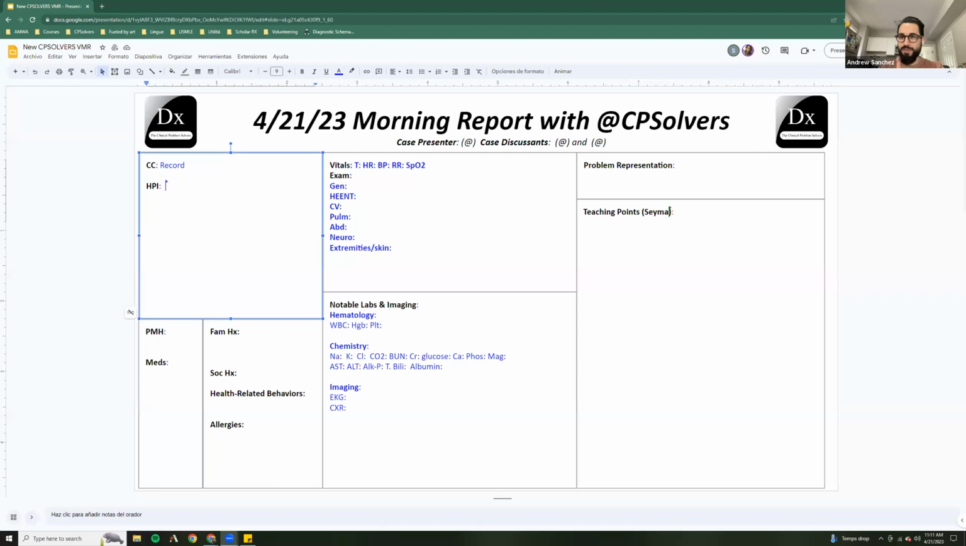Okay, I'm going to start with something short. This is a man in his 40s who presented with new right leg pain, making it difficult to walk. And I'll just stop there.